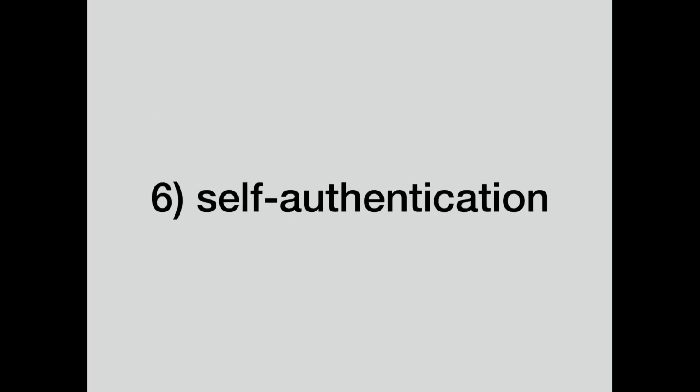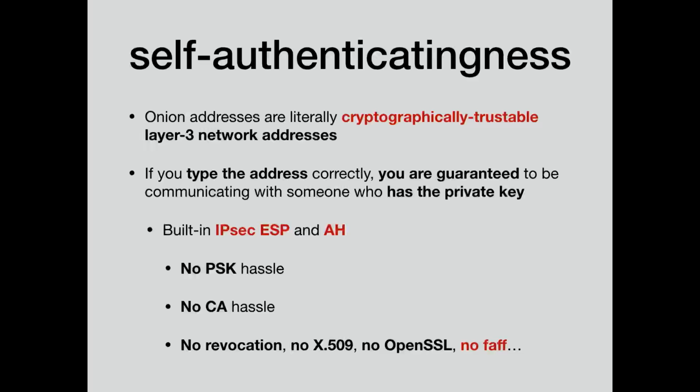Also, they have self-authentication, which is if you can actually type the address in and you manage to connect to the thing that was the address you typed in, you're definitely talking to the thing you intended to. There's no opportunity for DNS hijacking, for fake addresses and so forth. The features which would be provided by IPsec, like authentication headers and encapsulating security payloads, are all done by Tor for free.